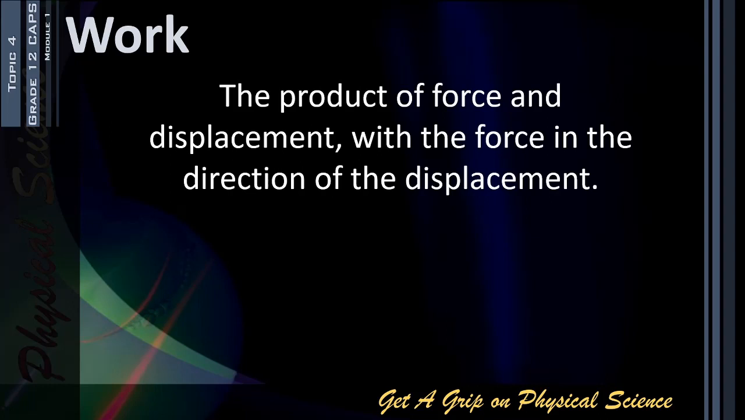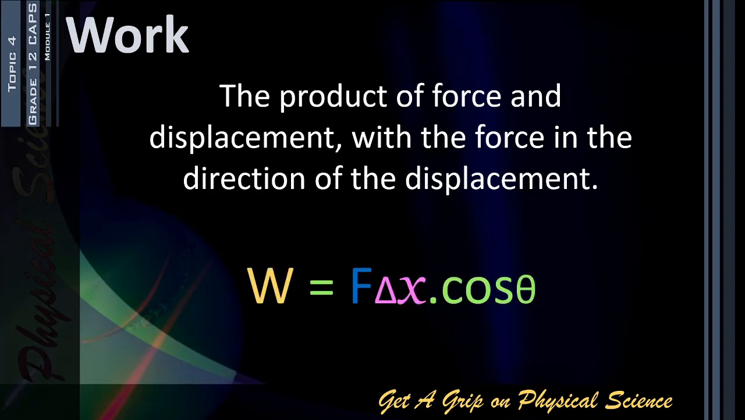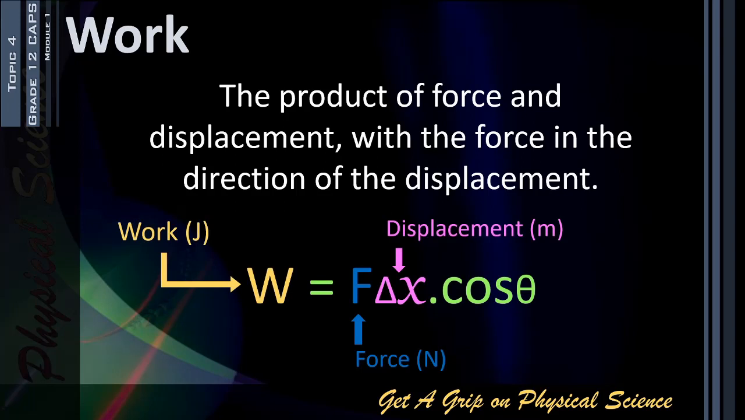So the definition for work is the product of force and displacement, with the force in the direction of the displacement. And if we look at the symbols of the formula, the capital W represents work in joule, the capital F is the force in Newton, delta X is the displacement in meters, and then we multiply this by the cos of an angle. Now this angle is the angle between the force that we use and the displacement of the object.